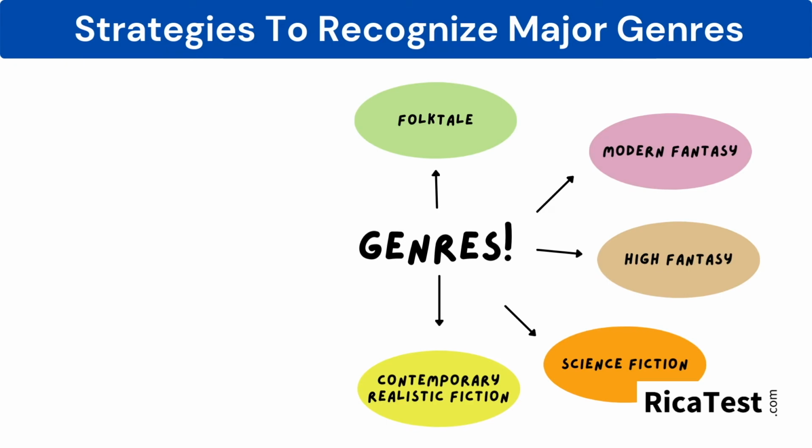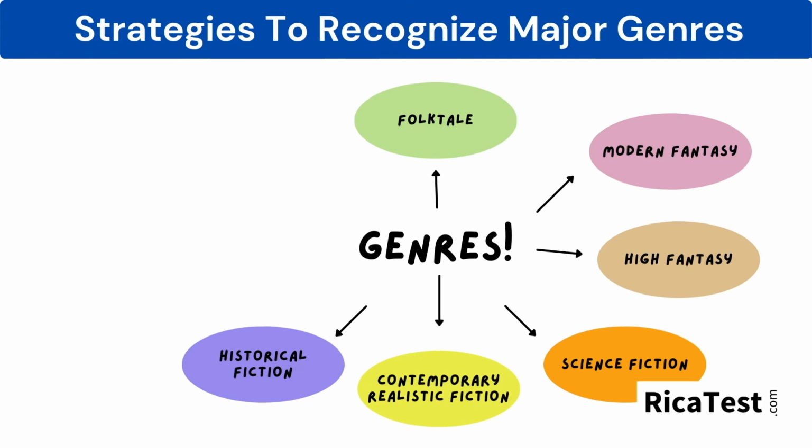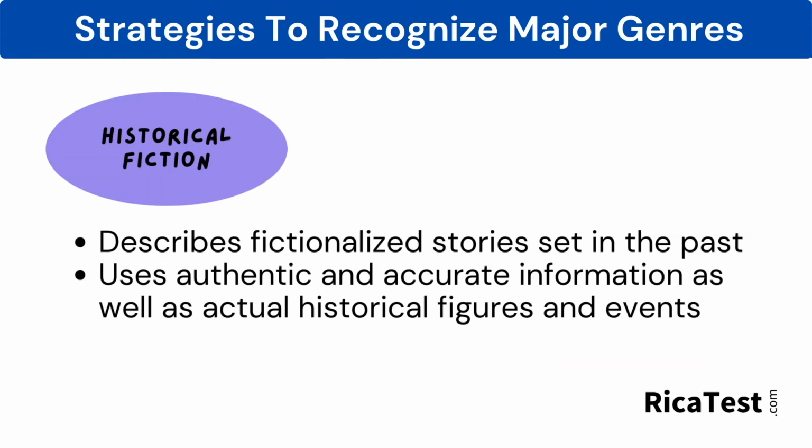Contemporary realistic fiction is our next genre, which creates imaginary characters and situations to show our world and our society. Examples include Judy Moody and The Diary of a Wimpy Kid. Next, we have historical fiction, and this describes fictionalized stories that are set in the past. This type of book uses authentic and accurate information, as well as actual historical figures and events. Examples of historical fiction include Finding Langston and Birchbark House.